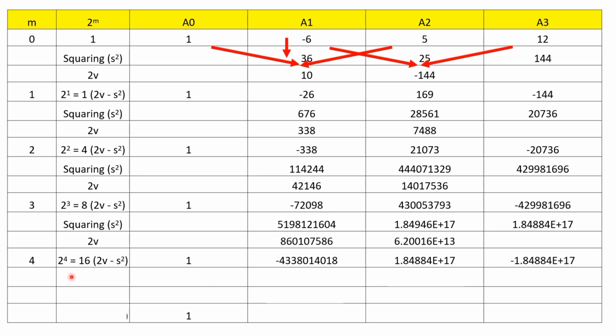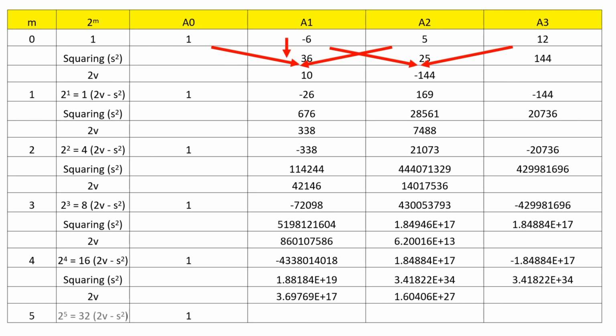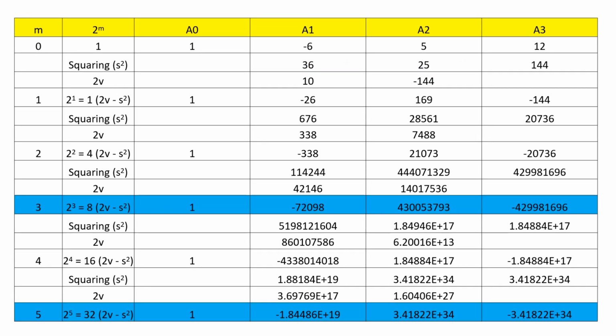A while ago, we stopped the calculation at the third iteration. That's why we got this equation. But this time, let us continue until the fifth iteration, 2v. And then lastly, I have this equation. Now let's compare the values that we got from the third and the fifth iteration.